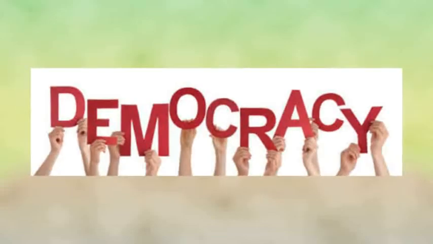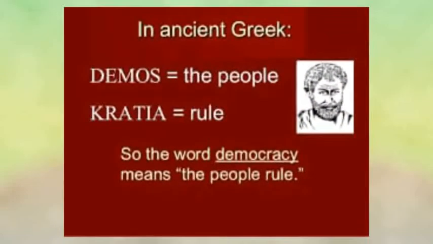If we talk about the meaning of democracy, then first we have to think about where this word comes from, which language it belongs to. Then we will get the answer. Democracy has been derived from the Greek word demokratia. The meaning of the word demokratia is democracy.